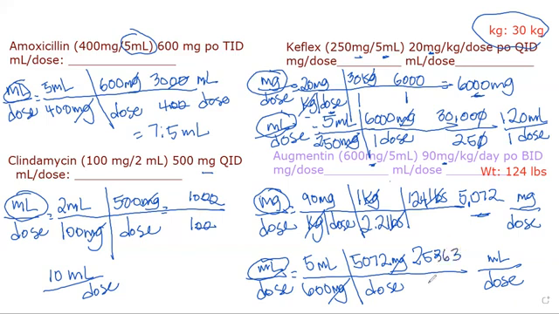363 divided by 600, which is going to be a whopping 42 milliliters per dose. All right, I hope this was helpful for you.